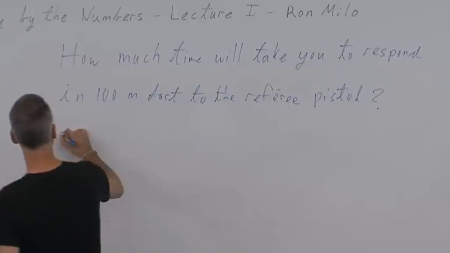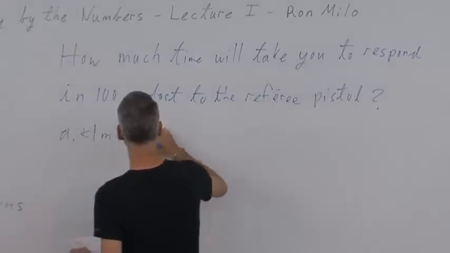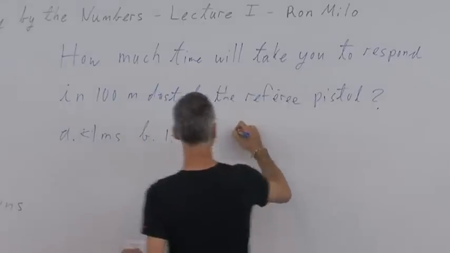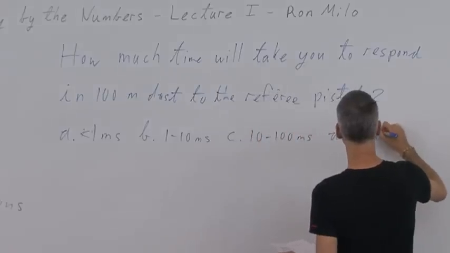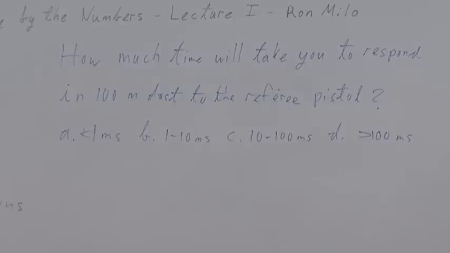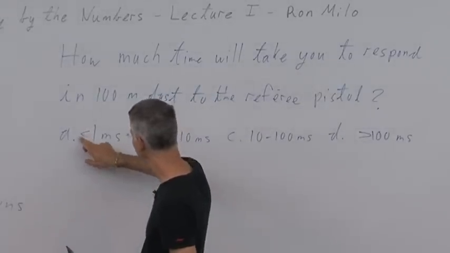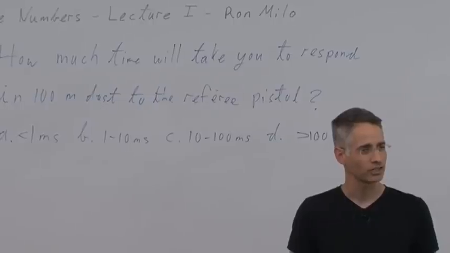And the question is, would it be less than a millisecond? Would it be 1 to 10 milliseconds? Would it be 10 to 100 milliseconds? Or would it be larger than 100 milliseconds? Is the question clear? Where is he standing? That's for you to decide. Think about the last Olympic Games or anything that you saw, where they had a 100 meter dash, and you can make any assumption that you like. As long as you're happy with it, I'll be happy with it as well. Any other clarifications about the question?